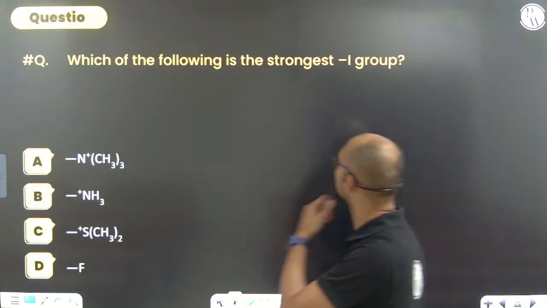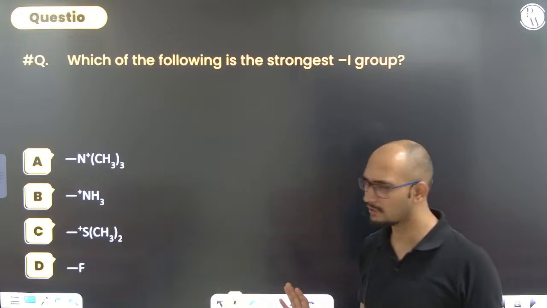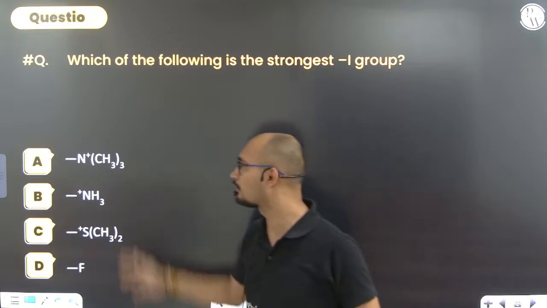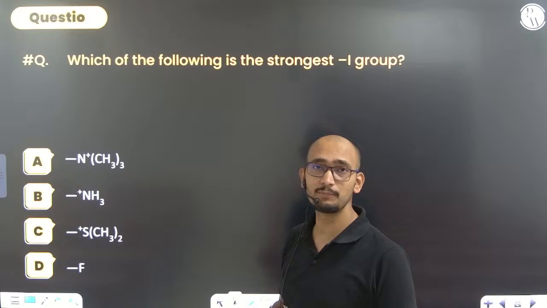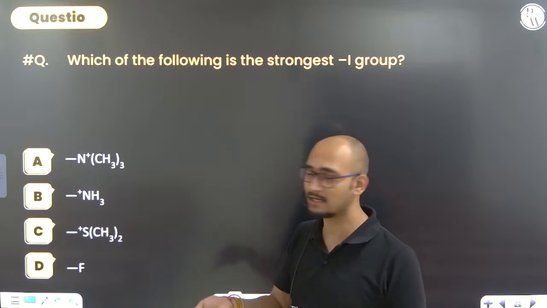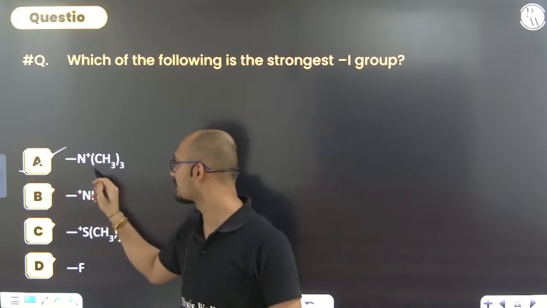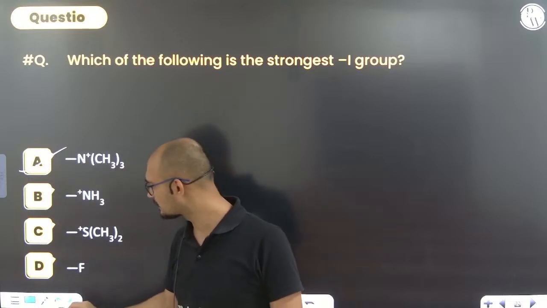Next, which of the following has the strongest minus I effect? I hope you all can see that all of them are positively charged. Among all of them, we have seen NF3 is more than NR3. Can you see? NR3 is there, nothing but NR3. So that is the correct option.